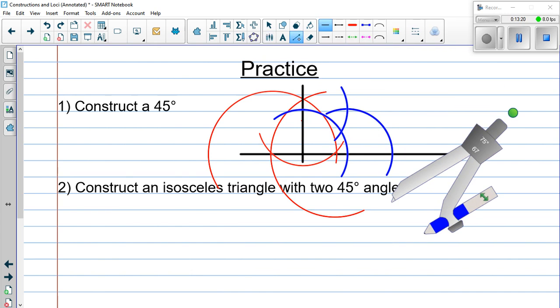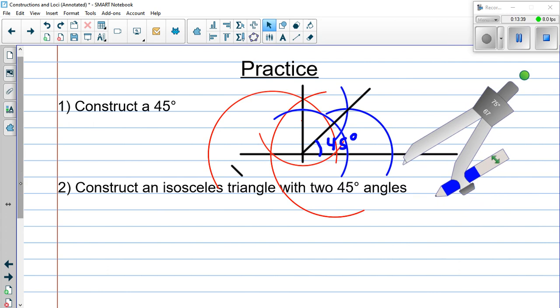Once you've seen they've touched, you may get rid of your compass and simply connect our point and our other angle, and then you have now created not only one 45-degree angle, but two, so just make sure to label at least one of them.